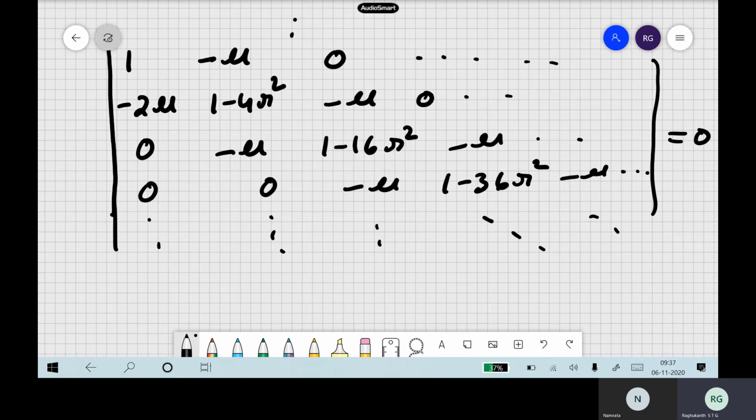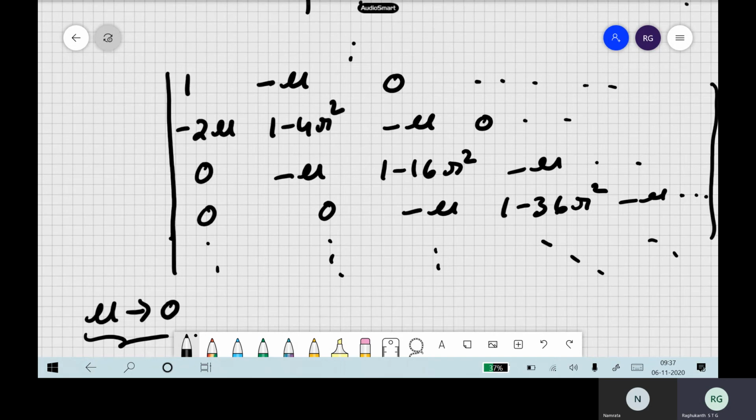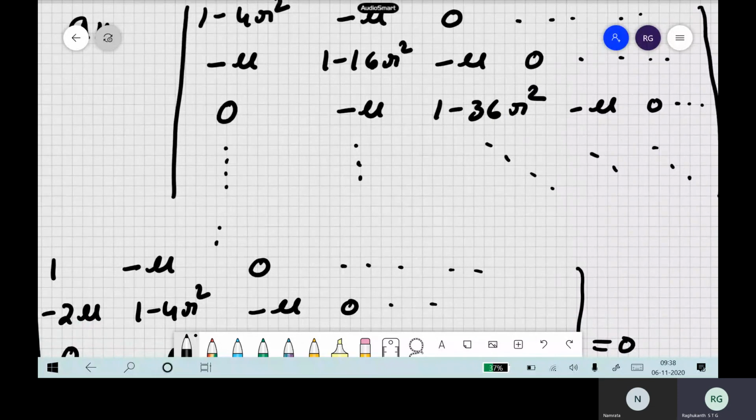So now, like in the previous case, of course a closed form is very difficult, but one can show that as mu tends to 0, as mu becomes very, very small, what happens to these matrices? Yes, A and B. So this is A and this is B. What happens when mu tends to 0?